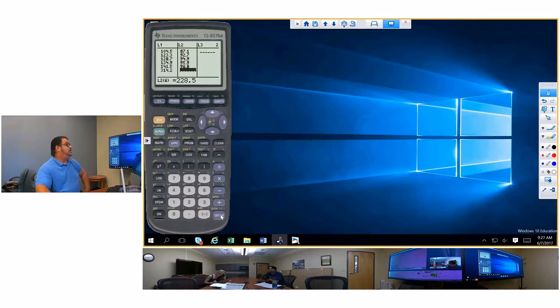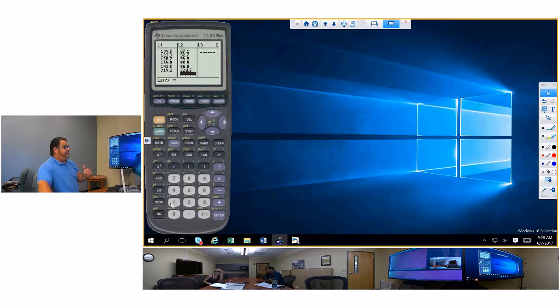Now if you notice, this is like a spreadsheet. This is your A column, this is your B column. If everybody will look above the number 1, 2, 3, 4, 5, 6, you see L1, L2, L3, L4, L5, and L6. That's a shift. Whenever you want to designate the column, you hit shift and then whatever column you want it to read.